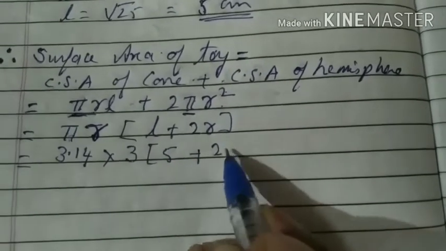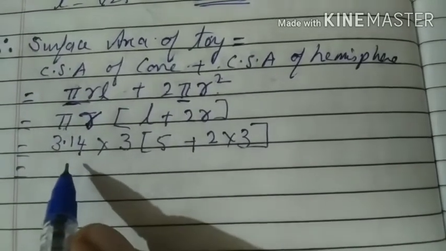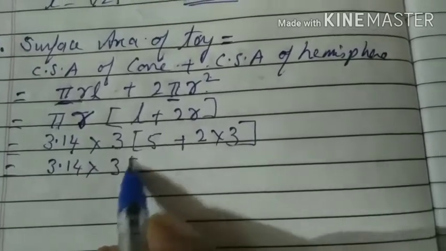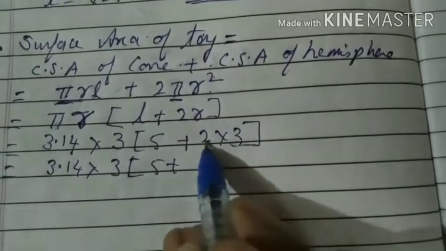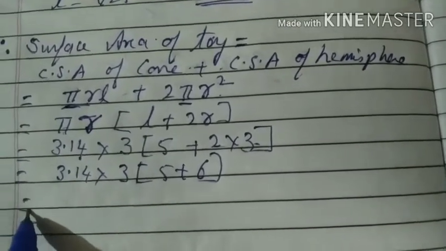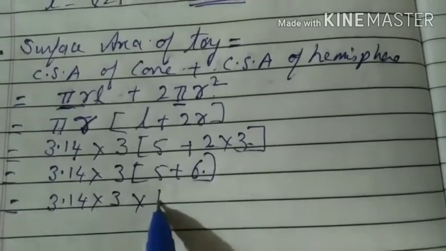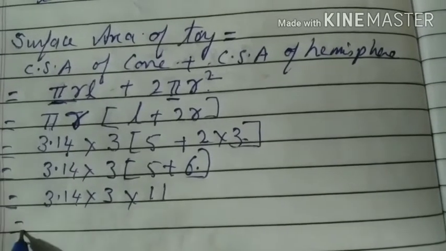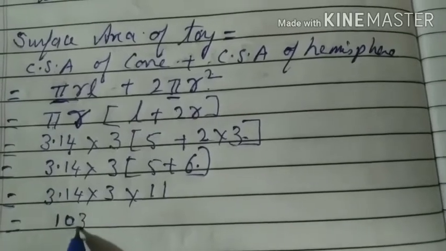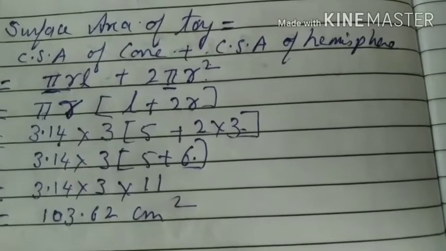Plus 2 is constant value, multiply by radius is 3. So I will simplify now. 3.14 I will keep as it is. Multiply by 3 also same. Now see, 5 plus 2 3s are 6. So finally, 3.14 multiply by 3 multiply by 5 plus 6 will be 11. Now when I multiply this I get 103.62 centimeter square. This is my surface area of the toy.